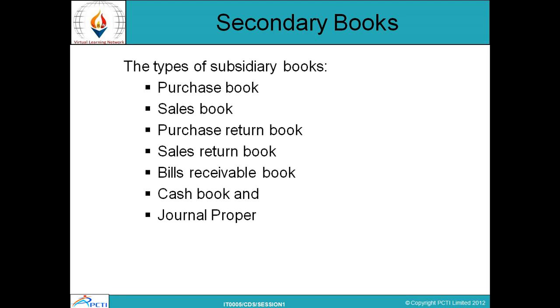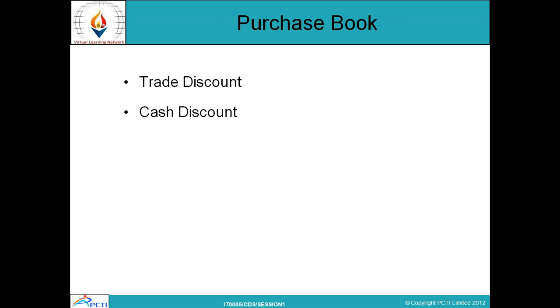First, let's focus on what a purchase book is. Purchase book is also called purchase journal. In the purchase journal, only credit purchases of goods are recorded. And what are goods? Goods means items or commodities procured for resale. Cash purchases are recorded in the cash book, and credit purchases are recorded in the purchases book.